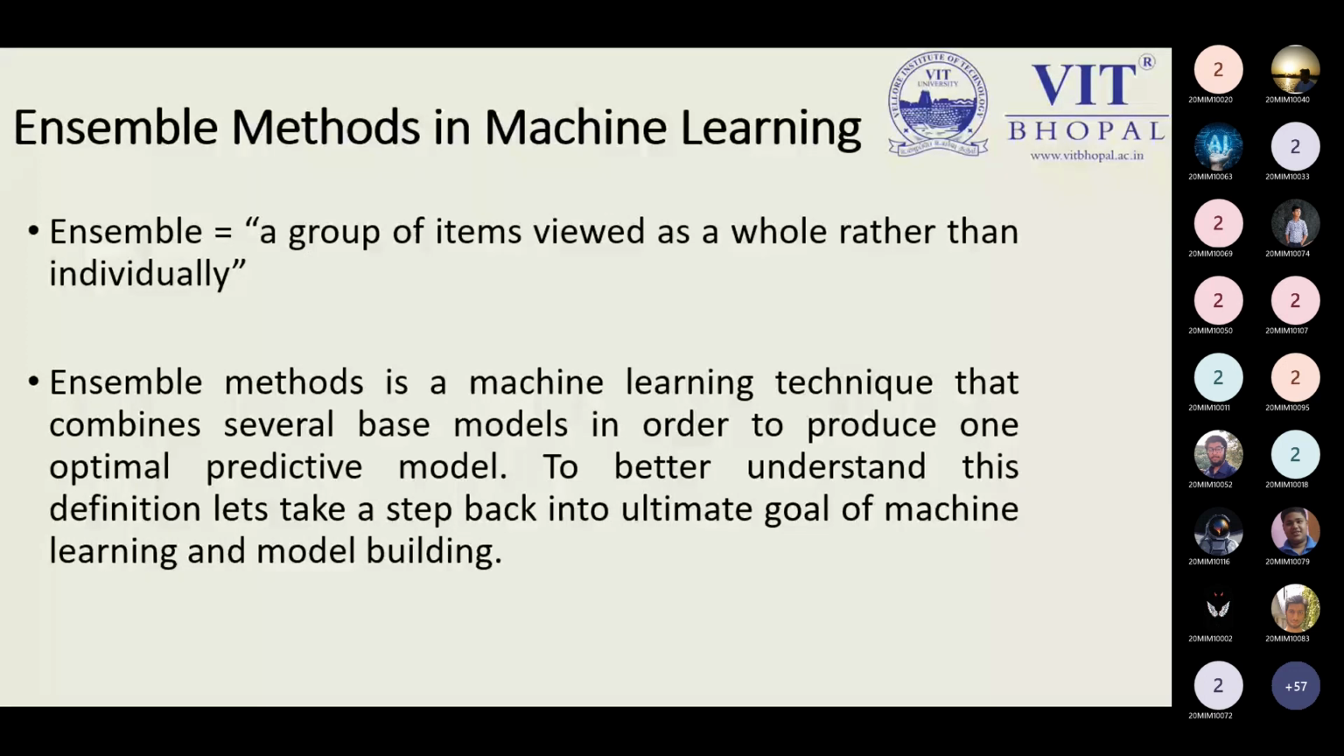So we will not say we are using a single model, which could be a decision tree, a regression, or any classification model. We will use such models as a group of items. It means in the ensemble learning model we will have many basic models. Step by step we will see.